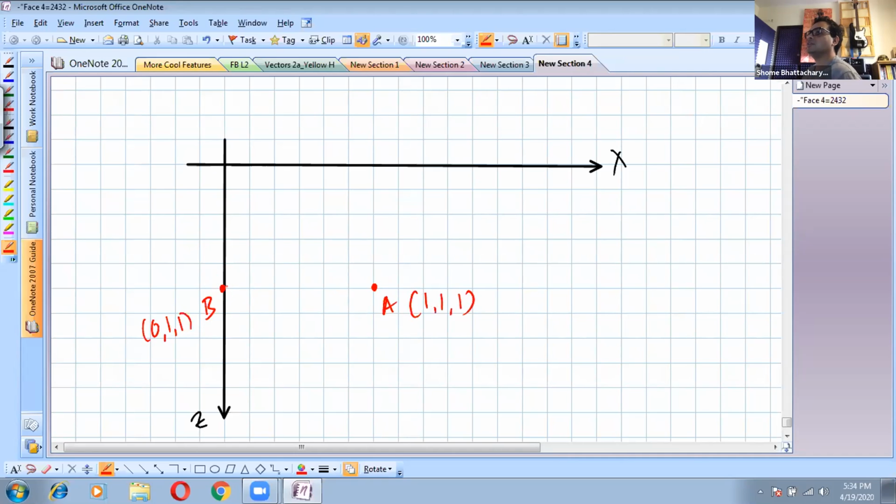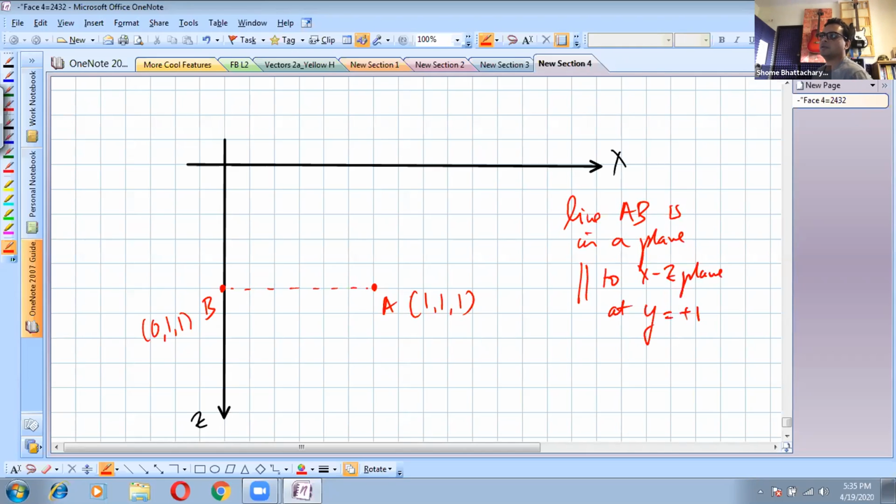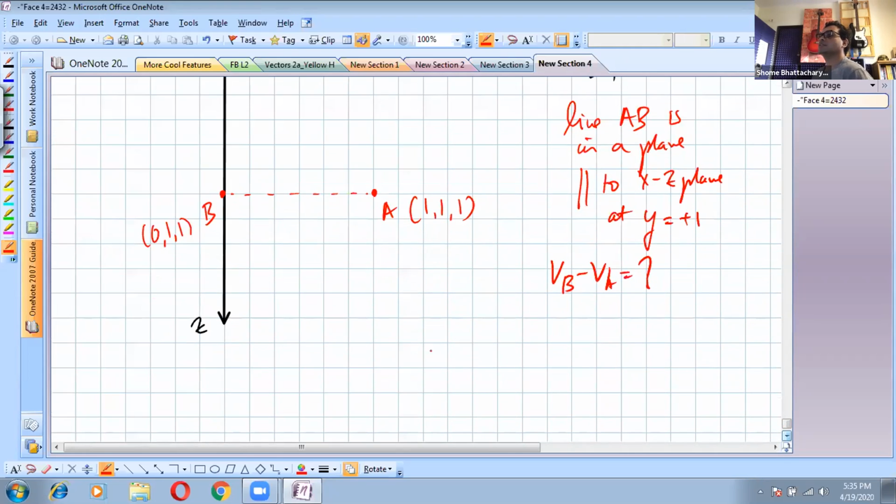So when I'm drawing the straight line joining A and B, you have to understand that the line AB is in a plane parallel to the XZ plane, at y equal to plus 1. It's above the XZ plane at y equal to plus 1. Now what I want to do is calculate VB minus VA, the potential difference. That is going to be nothing but minus E dot ds integrated.